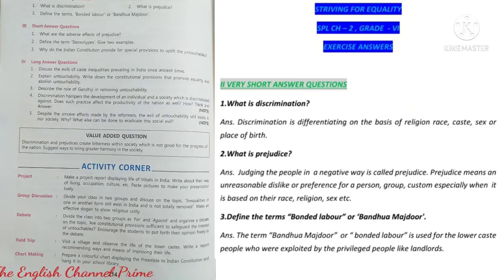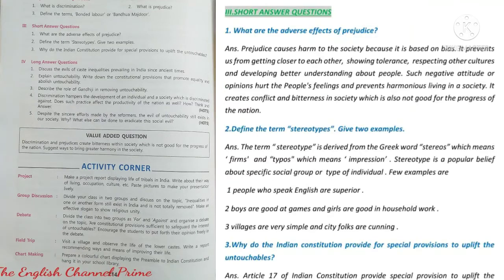Done children? Now let's go to the third main. Short answer questions. First question, what are the adverse effects of prejudice? Answer: prejudice causes harm to the society because it is based on bias. It prevents us from getting closer to each other, showing tolerance, respecting other cultures, and developing better understanding about people. Such negative attitudes or opinions hurt the people's feelings and prevent harmonious living in a society. It creates conflict and bitterness in society, which is also not good for the progress of the nation.